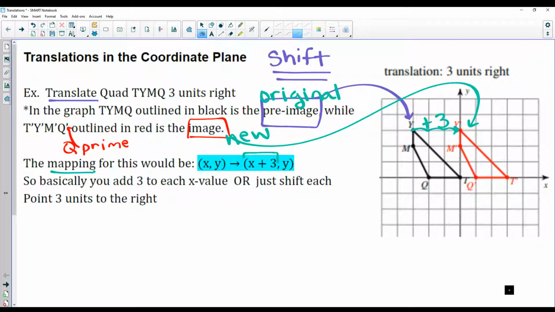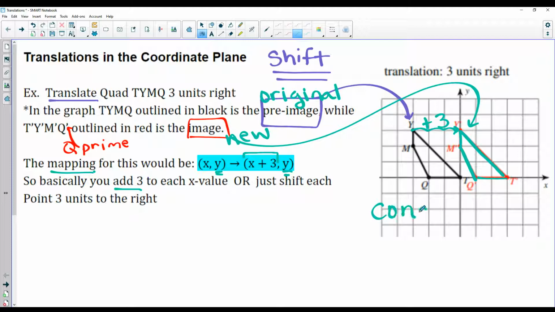If you take point M and even add, we would go 1, 2, 3, that moves 3 units to the right. D has moved 3 units, Q has moved 3 units. Notice the y value did not change because we did not shift up or down. Okay, so basically you add 3 to each x value or just shift each point 3 units to the right. If you shift your corners and then reconnect it, your shape should look exactly like your original shape.